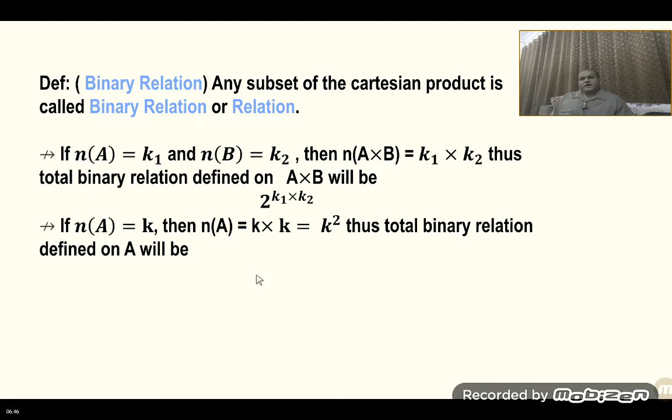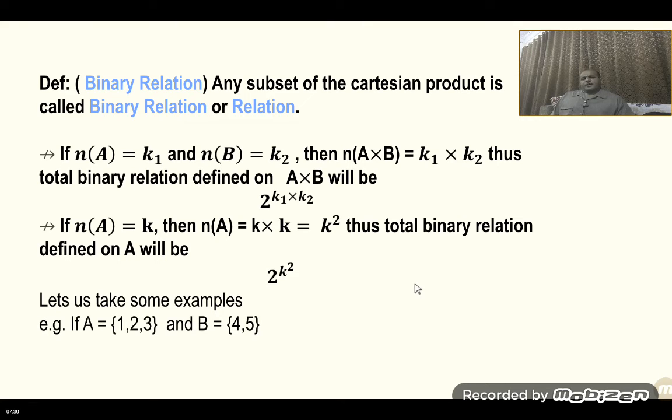Similarly, if we have just a set A with k elements, then the number of elements in A cross A will be k cross k, which is equal to k square. Thus the total binary relations defined on A will be 2 to the power k square. Of course it is the same formula, but here the first set A has k elements and the second set is also A with k elements. So the total number of binary relations in A cross A will be 2 to the power k square.